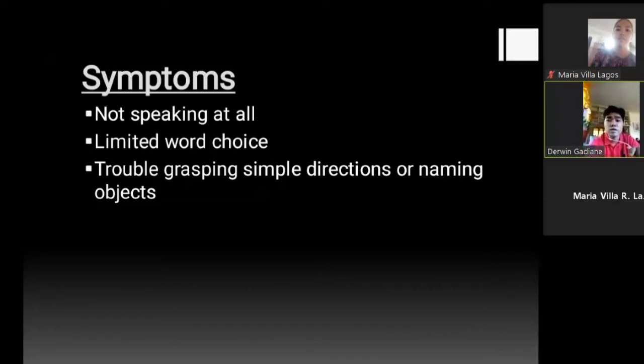So the third symptom is trouble grasping simple directions or naming objects. A disabled person who has difficulty in communicating also suffers in understanding or listening to directions or any kind of memorization. Because of the lack of mental development, they can barely understand what other people mentioned or said. An example is when a child with difficulty in communicating asks questions or directions from strangers. They might not understand directly as they suffer in processing sentences or what the strangers have said.